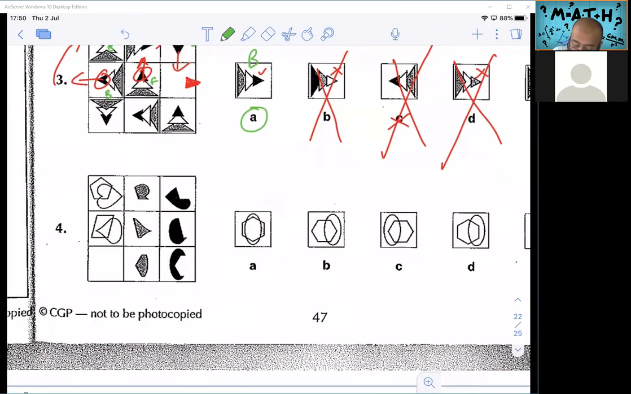If you look over here, this shape here is actually this shape here. This shape there is here.